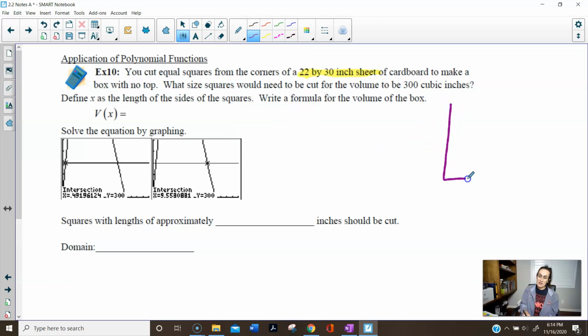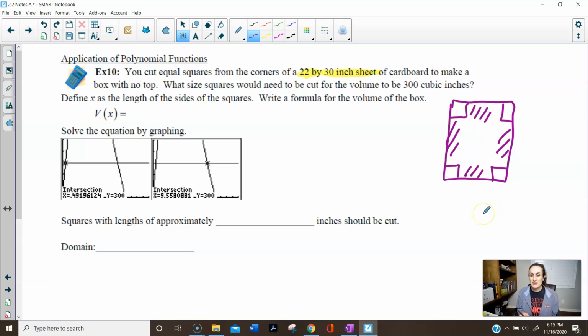So here is my sheet. And I'm going to take out the corners. And if you do this at home, it's really fun. You can cut out squares out of the corners, and then you can fold up these right here, ending up being your flaps. And you can fold up your flaps, and you're going to make a box. And then we're going to try to write a formula for the volume of that box.